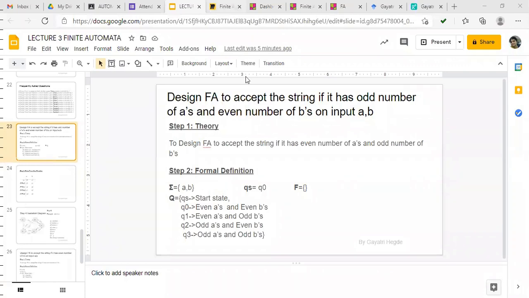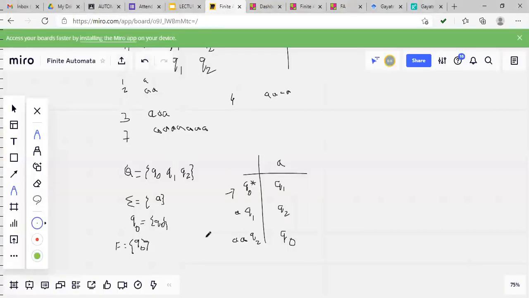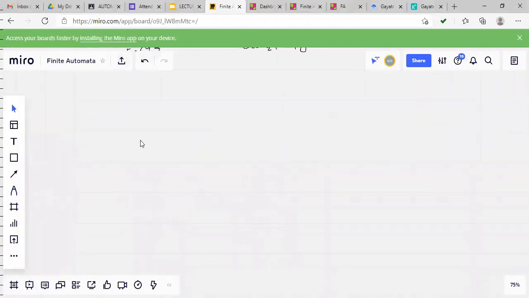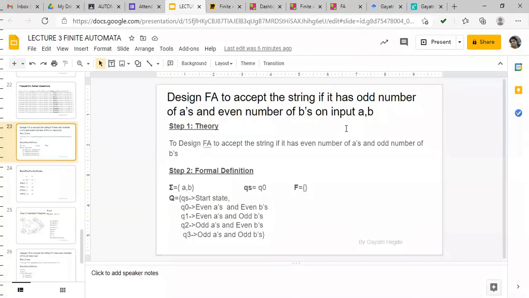Okay, so what exactly do they require? We'll just check that first. We'll understand the question first. I'll give a random input. What they say is, the input consists of A and B.